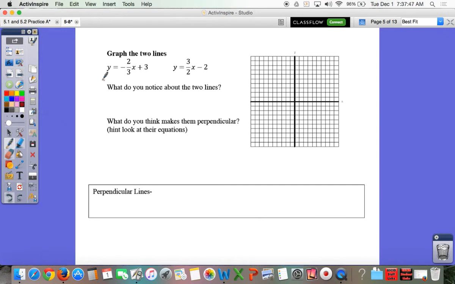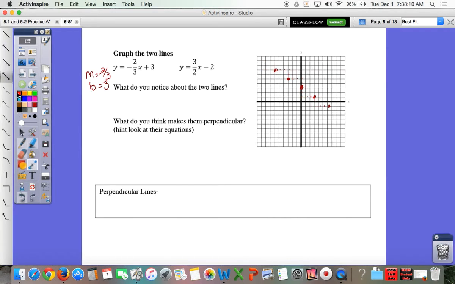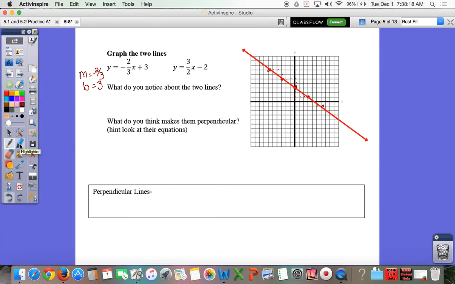Okay, I'm going to do this in red. I know my slope equals -2/3, and my y-intercept was 3. So the y-intercept of 3, a slope of down 2 to the right 3. Down 2 to the right 3. Up 2 to the left 3. And connect them with arrowheads. And right above it, y equals -2/3 x plus 3.